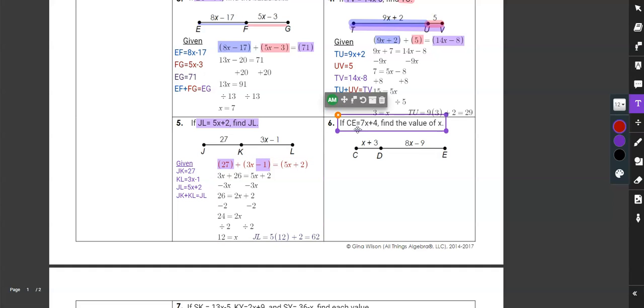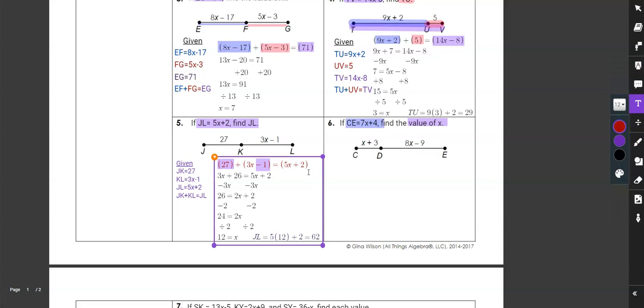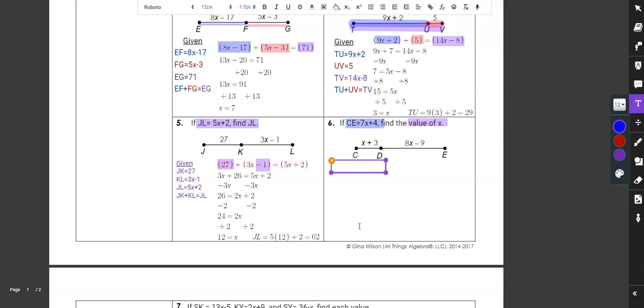If CE is 7x plus 4, find the value of x. So again, I'm going to highlight what I am looking for so I don't forget. And then I have if CE is 7x plus 4. Alrighty. So I'm going to go ahead and do this in a different color. Why not? I like colorful notes. Again, we are going to make our list of givens.